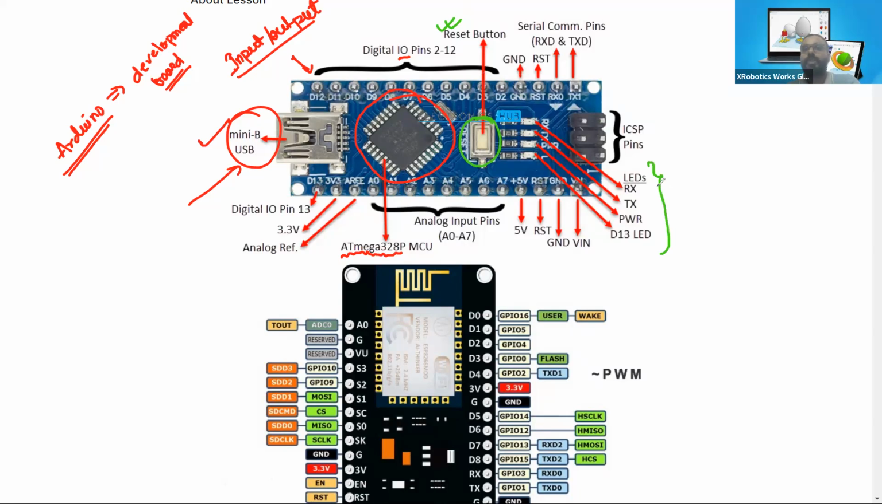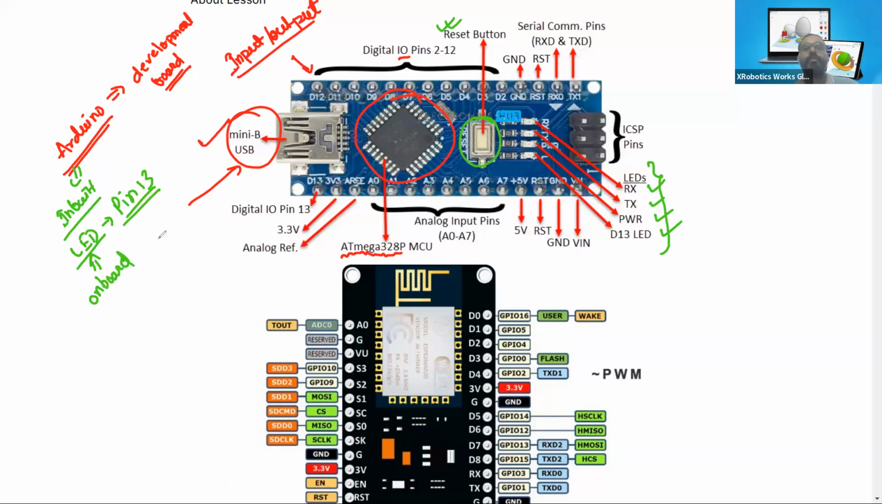So LEDs, as I explained earlier, some of the LEDs are also mounted on the Arduino Uno board, which I'm going to show you in a minute. The LEDs are the RX LED, the TX LED, the PWR LED, and the D13 LED. The Arduino board has one inbuilt feature: one of the LEDs is directly connected to pin number 13. So we call this LED the onboard LED.